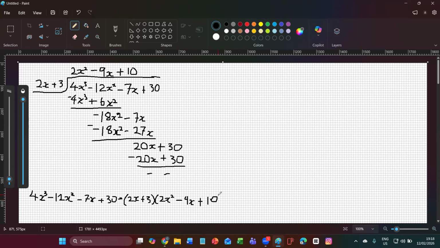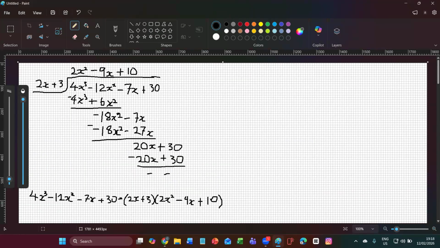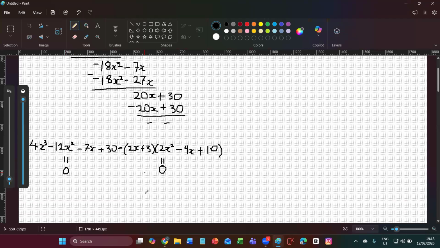Okay. Now, you remember what the question said, right? The question said we should use what we know about this question and find the three solutions to the following equation. So the solution to a graph is where that graph is equal to 0. That means where this is equal to what? 0. It is also where all this is equal to 0.